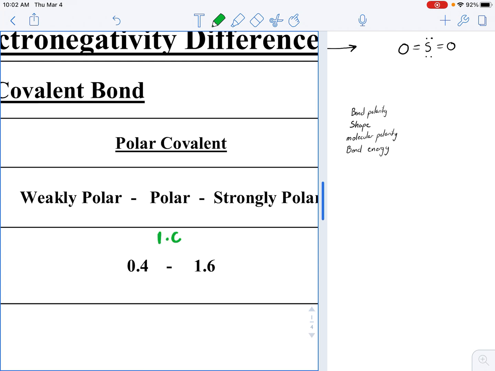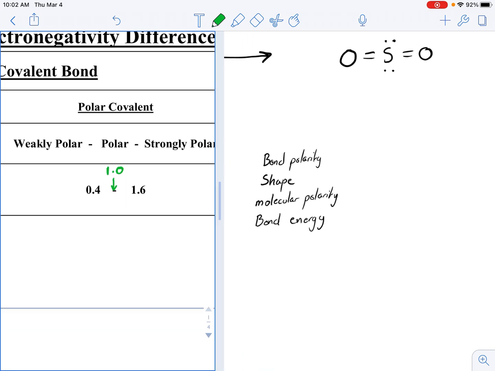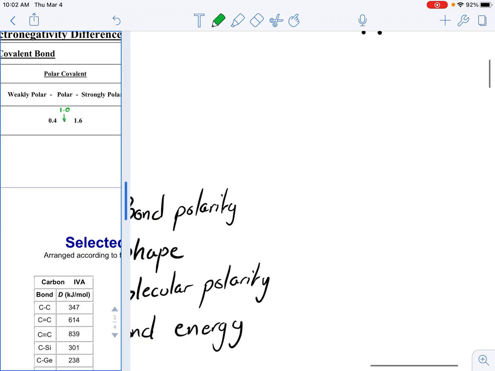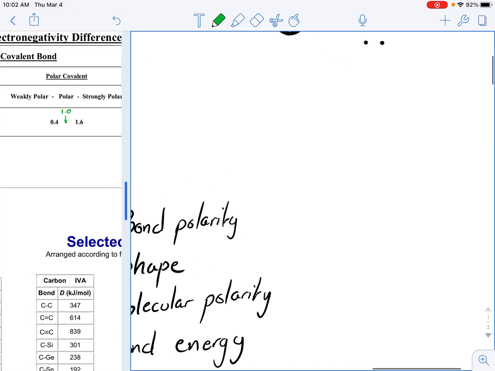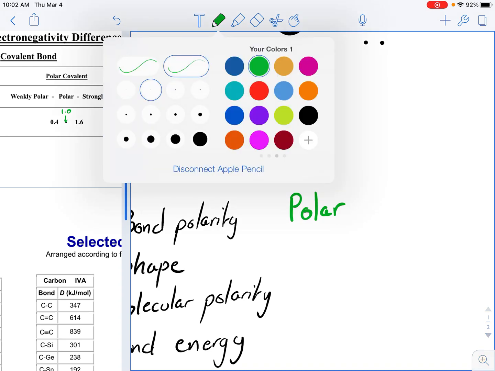It's going to fall right here in the middle between 0.4 and 1.6. So it's going to be a polar covalent bond. So on my right-hand side, I'm going to write down that the bond type here is polar. Awesome, off to a great start.